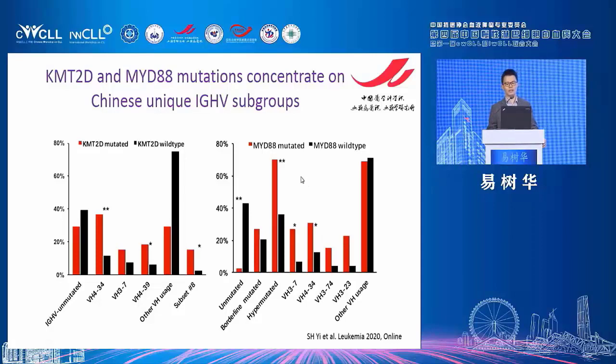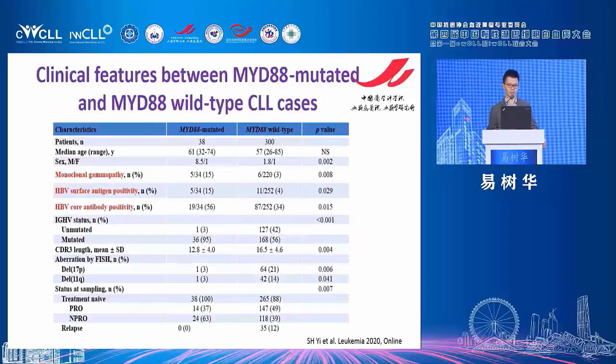So that means some patients carry distinct usage of IGHV fragments, and also have very high rates of mutated KMT2D and MYD88 genes. So this population maybe has some distinct biological characteristics and mutated genes.